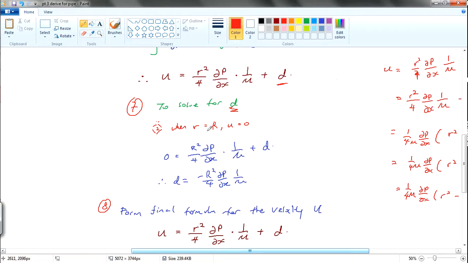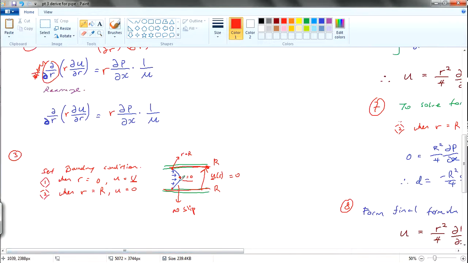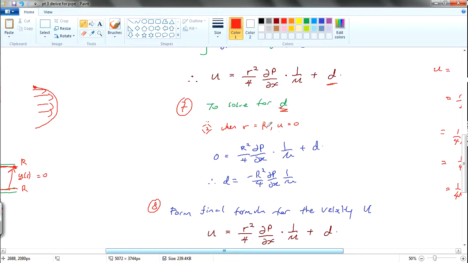And then so when r is equal to capital R, when the radius is at this point, the velocity is 0, right? It's not moving at all, because it's a no slip condition, right? At this point the velocity is 0, so therefore u is equal to 0. And then when r is equal to capital R, I just sub in r squared, so the first is r squared, then I sub in R, so it's capital R squared, and the rest stays the same. And then I just bring this whole piece over here, so we have d. So d is equal to minus R squared over 4, blah blah blah.